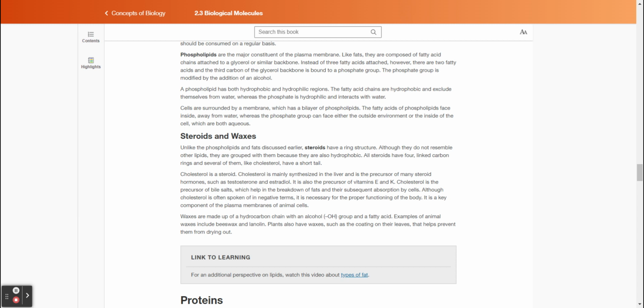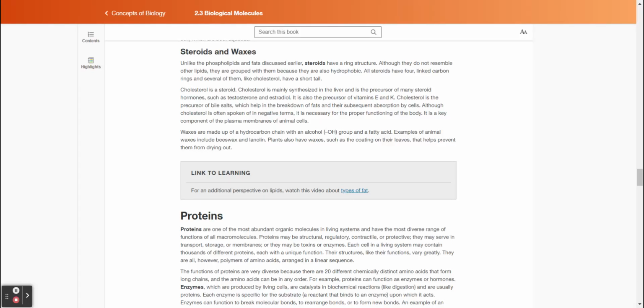Cells are surrounded by a membrane, which has a bilayer of phospholipids. The fatty acids of phospholipids face inside, away from the water, whereas the phosphate group can face either the outside environment or the inside of the cells, which are both aqueous.